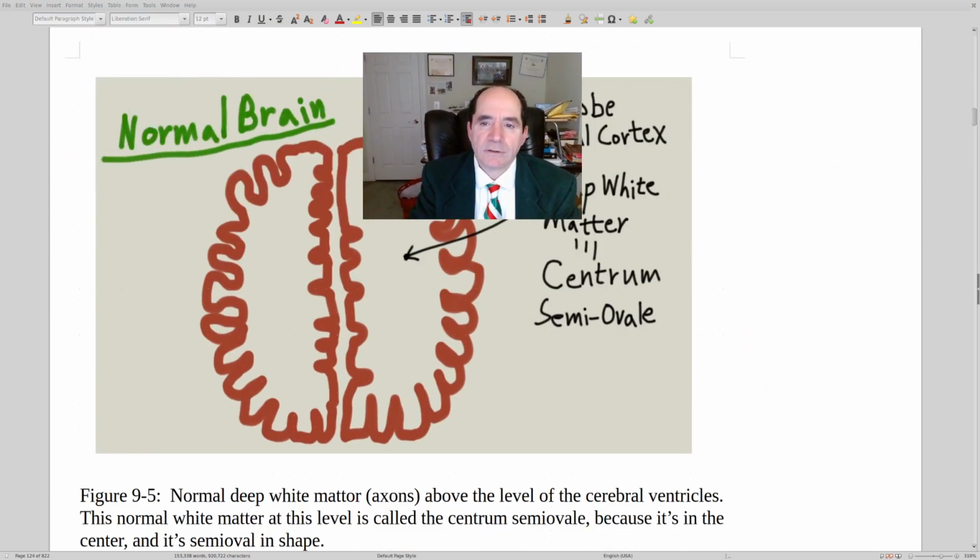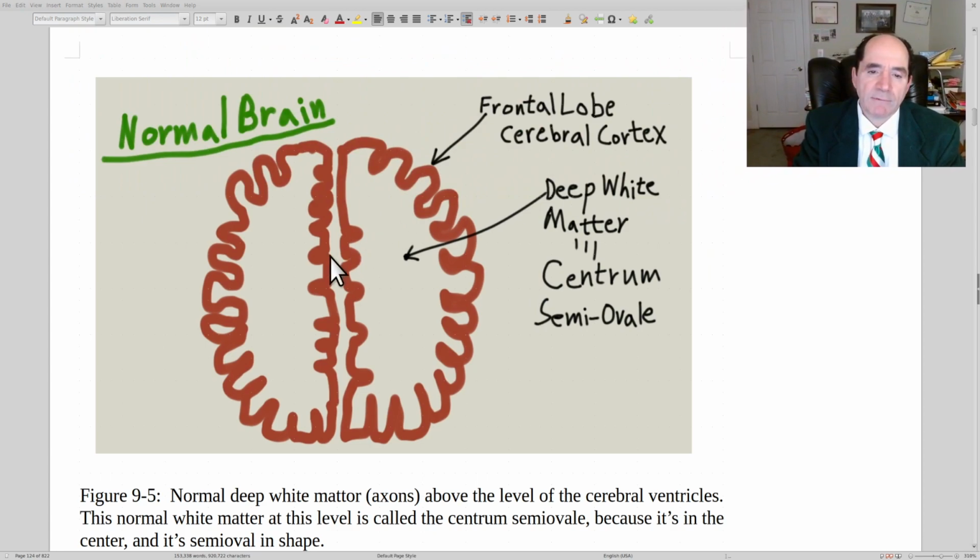All right, so here is the brain higher up. Now this is above the level of the cerebral ventricles. And the center of the brain is a deep white matter. White matter in the brain means myelinated fibers. Okay, so this is the center of the brain. And the whole brain above the ventricles is kind of shaped like an oval, so we call it the centrum semiovale, semi-oval shaped thing in the center.